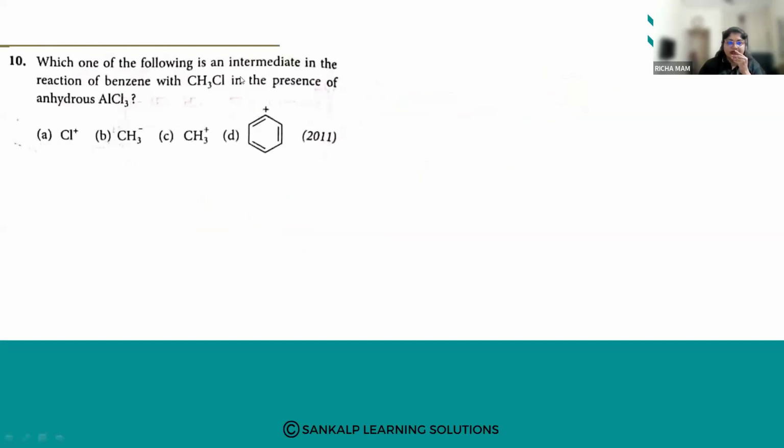Which one of the following is an intermediate in the reaction of benzene with methyl chloride in the presence of anhydrous AlCl3? So this is our benzene. When it reacts with RCl, that is alkyl chloride, in the presence of anhydrous AlCl3, this is alkylation of benzene. So what is the intermediate formed in this reaction?